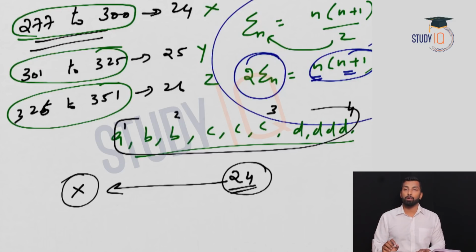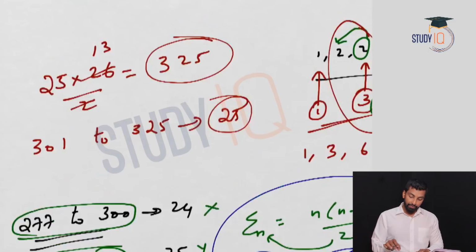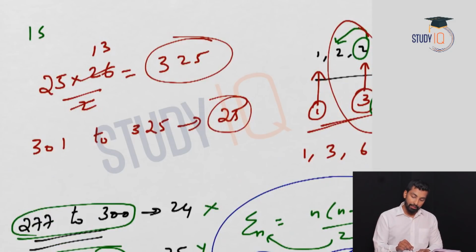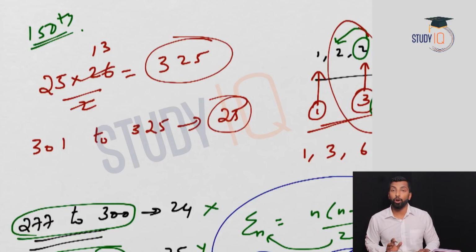Now, smaller numbers also they can ask you. Let's say they can ask you the 150th term also, so you can find the answer based on that. I hope this is clear for all of you.